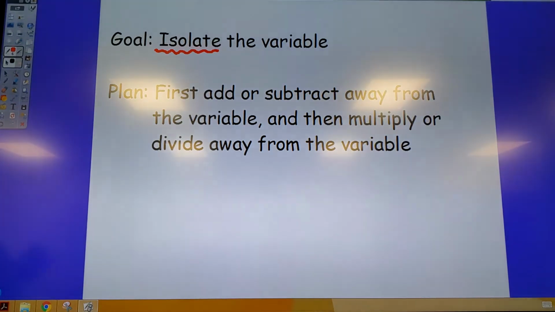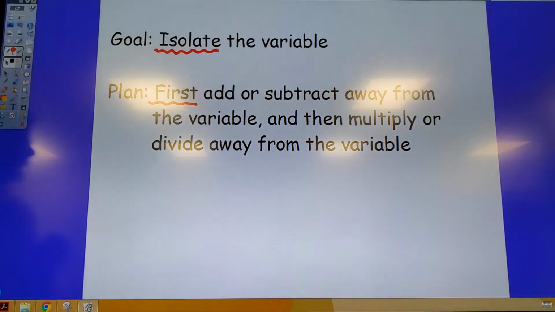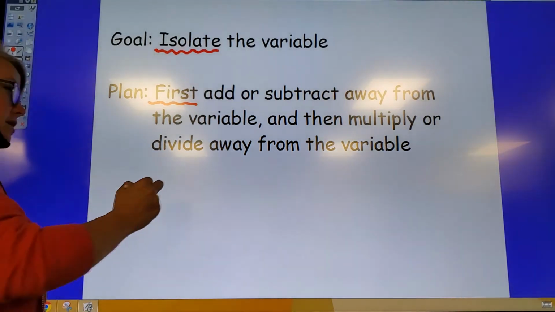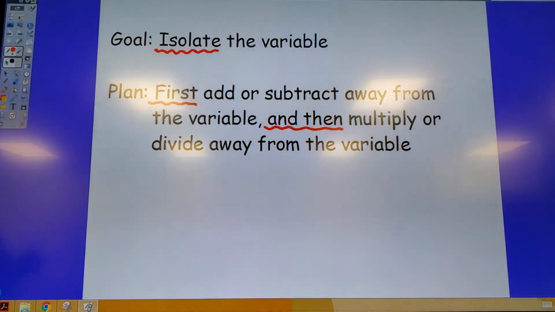And the way that we're going to do this is, since these are two-step, we're going to first add or subtract away from the variable. So again, our first step is going to be adding and subtracting. And then the second step will be to multiply or divide away from the variable. So that will get the variable isolated, it'll be by itself, and you'll be done.